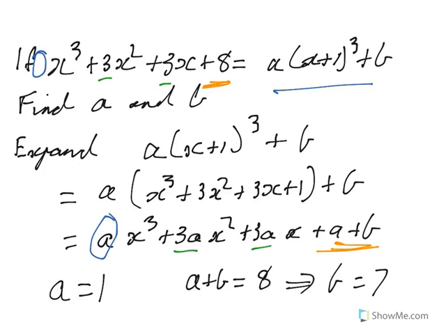So that's what we call equating coefficients. We equate the coefficients of each of the different terms, the x cubed term, the x squared term, and so on. So we equate all of those, and from that find out what those unknown values are.